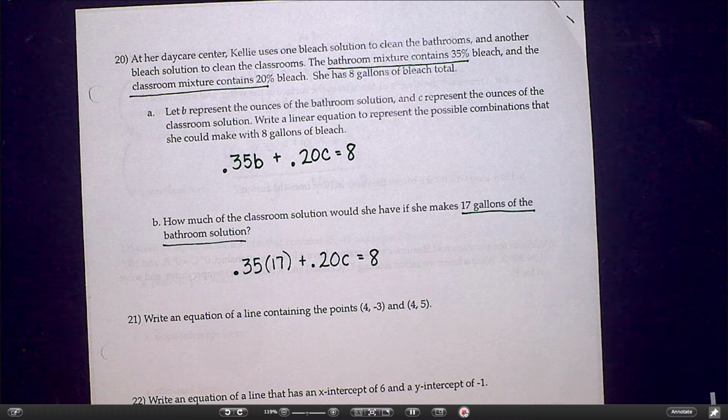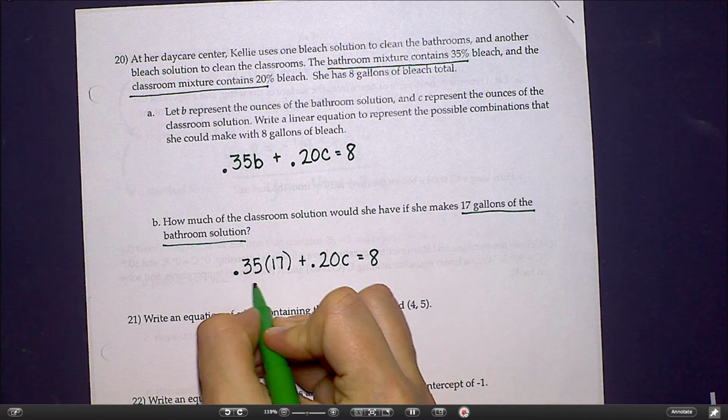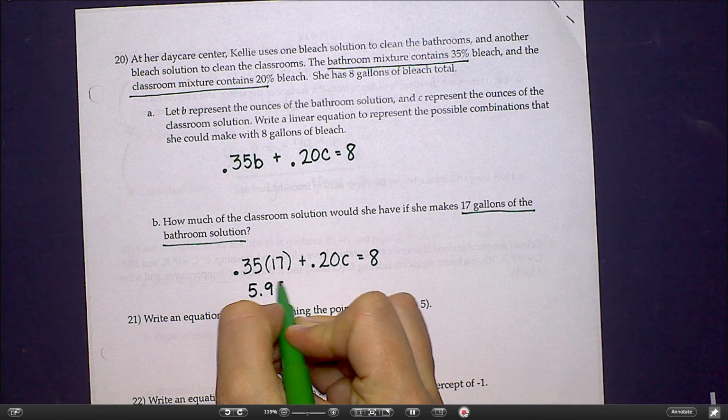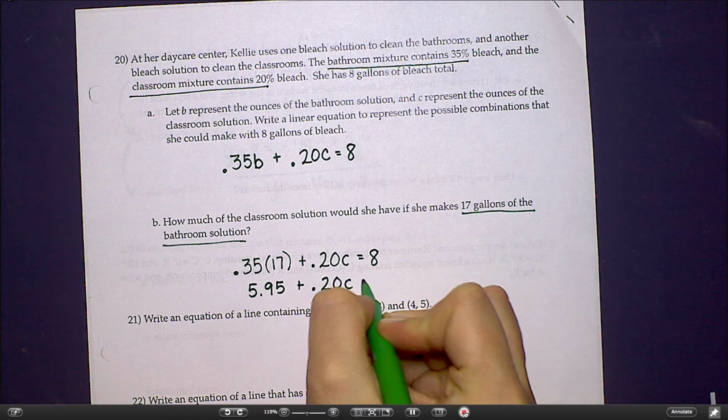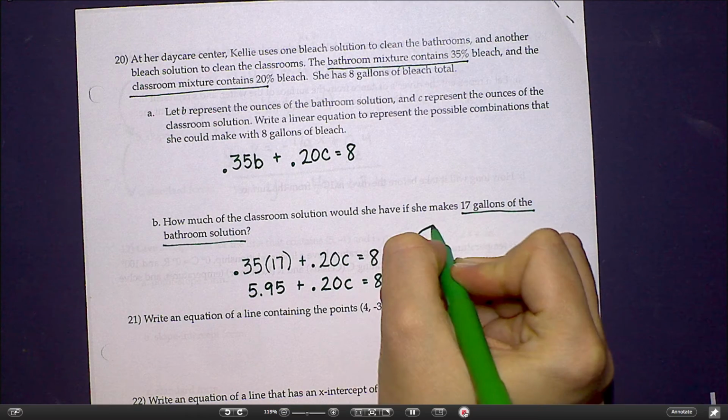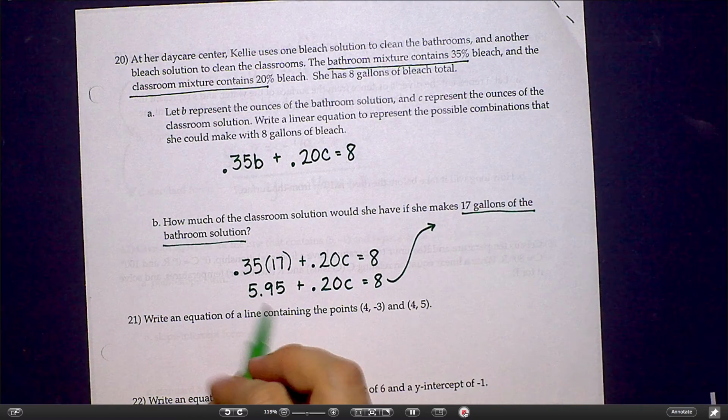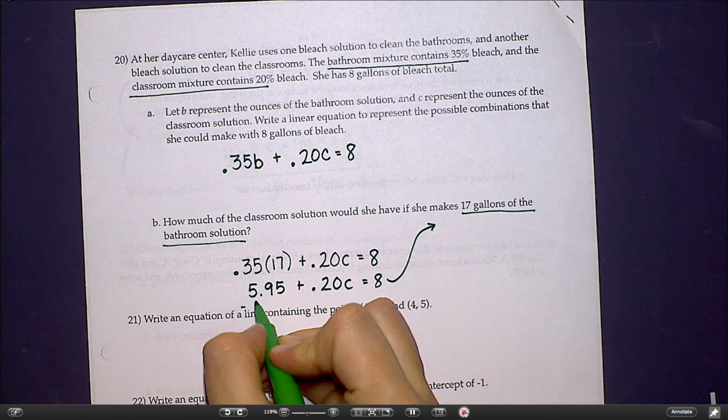So, 0.35 times 17 is 5.95. So 5.95 plus 0.20 C is equal to 8. Okay, I'm going to subtract the 5.95 from each side.